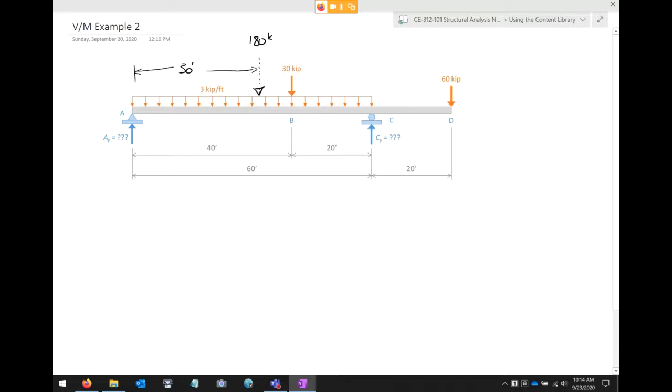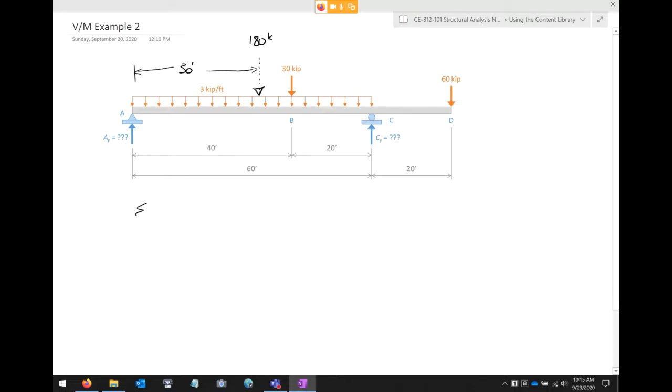Now, here's the point I want to make. That 180 kips is a construct that we created, that we idealized just to make the reactions part easier to do. When we start drawing the shear and moment diagrams, that 180 kips doesn't exist. We have to draw the shear and moment diagram for the loads as they're present on the beam. So I'm going to copy this image over, and I'm going to assume that I never put that 180 kips there, and you'll see what I mean in a second.